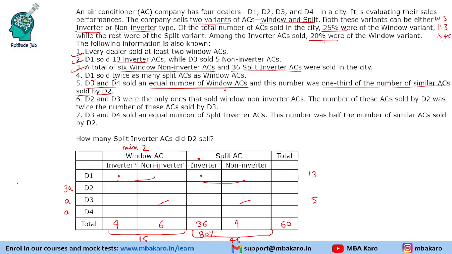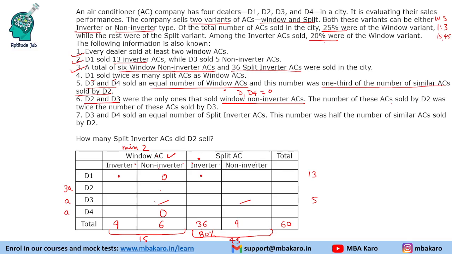So then we have D2 and D3 were the only ones that sold window non-inverter ACs, right? So that means D1 and D4 will sell 0 window non-inverter AC. So window AC non-inverter, this is 0, and this is also 0, right? So now these values are zeros. Now these are some positive values over here.